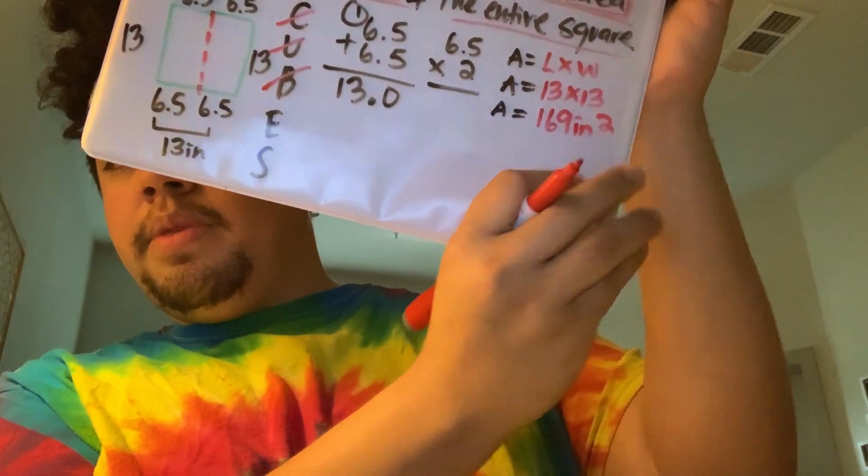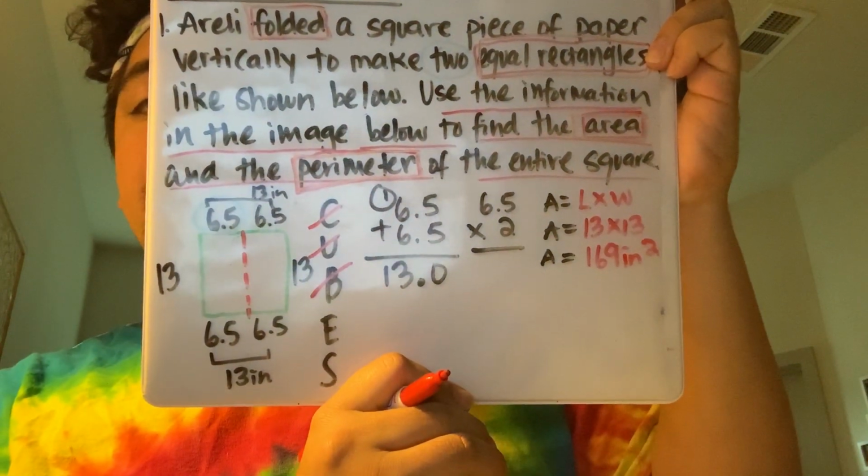Alrighty, now that we are back, you should have figured out that 13 times 13 is actually 169. Alrighty? And when we do area, we have to make sure we label it correctly. We have 169 inches, and we put squared, the number 2 on the top right here. We just found out our area.